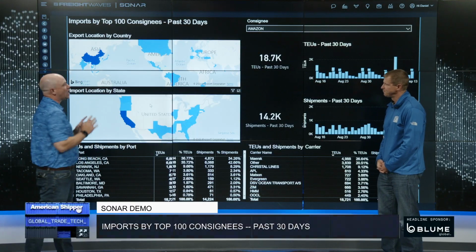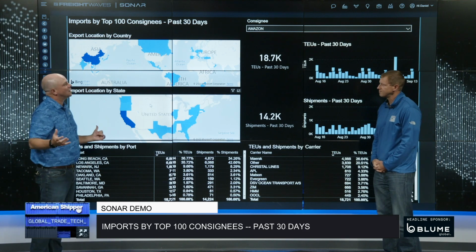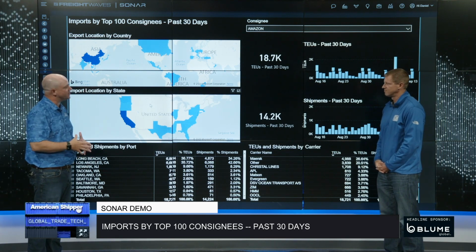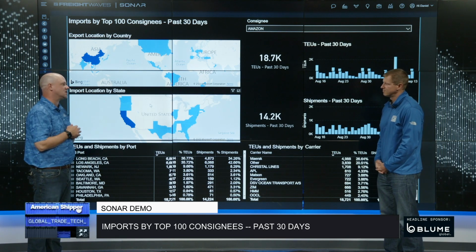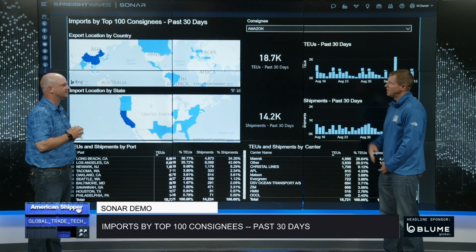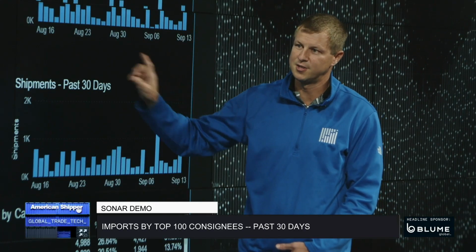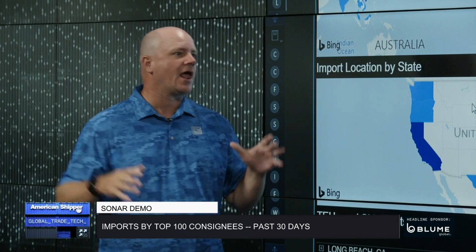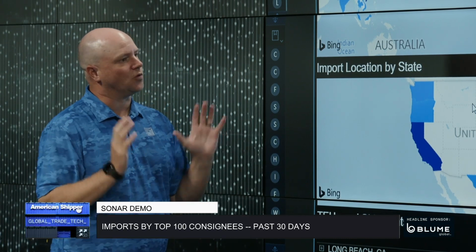Correct. Got it. And the top 100 are defined as the most amount of volume, in shipment count or TEU count, in this particular study? In this particular study, they are the shipment counts. Got it. Okay, so we're looking at high volume shippers.